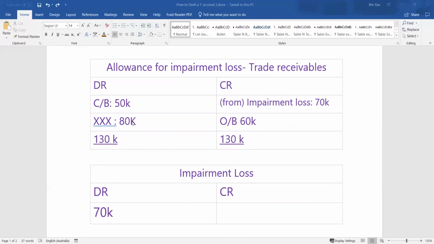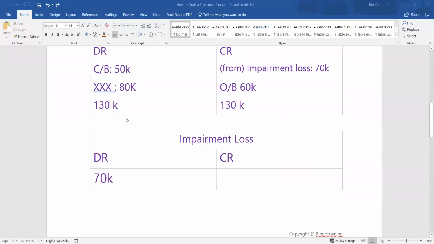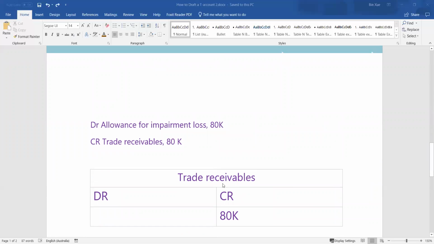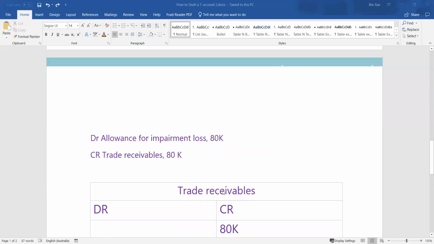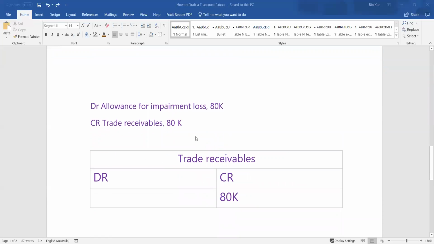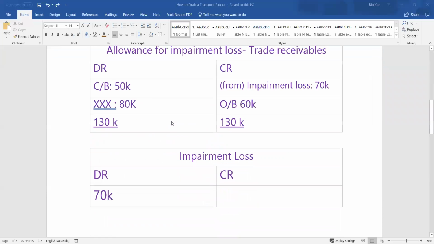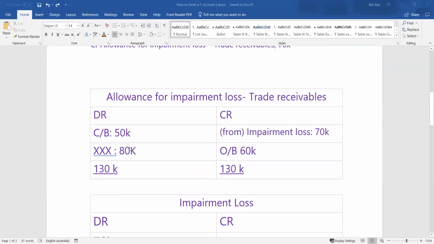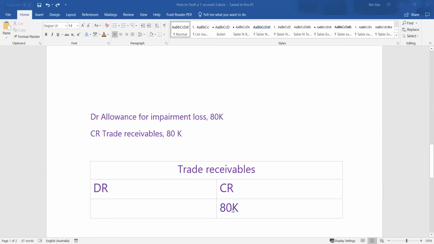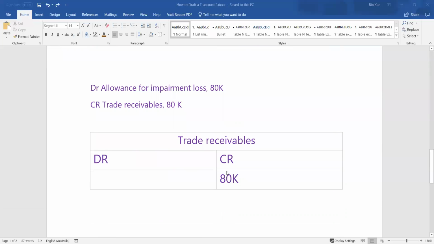So where does that come from? That comes from this journal. There's actually a movement between the trade receivable and allowance for impairment loss. Even though it's not mentioned, we need to think about that because there's a missing 80K. So in this journal, we can see when we debit 80K in allowance for impairment loss, the credit side is trade receivables. So in the trade receivable account, on the credit side, we need to put 80K.